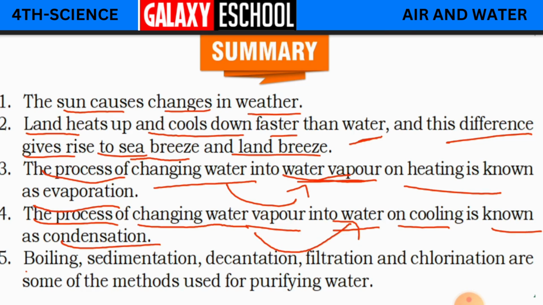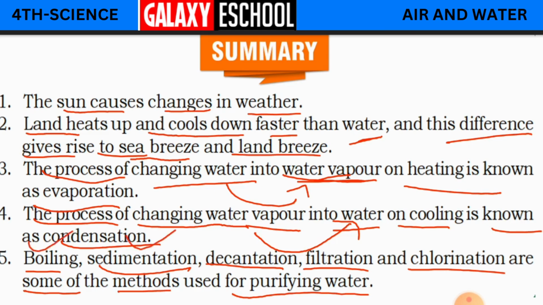Clear, children? Now, boiling, sedimentation, decantation, filtration and chlorination are some of the methods used for purifying water. We learnt that for drinking and cooking, it is very important for us to take pure water. Then how do we purify the water? Boiling, sedimentation, decantation, filtration and chlorination. By all these methods, we are going to purify the water. Clear, children? I hope you have understood the concept well, and I am going to end here.